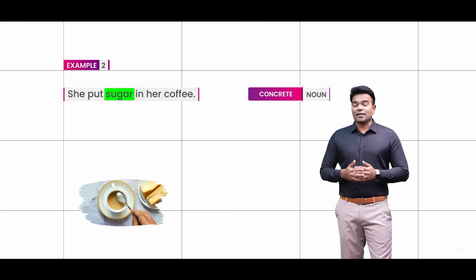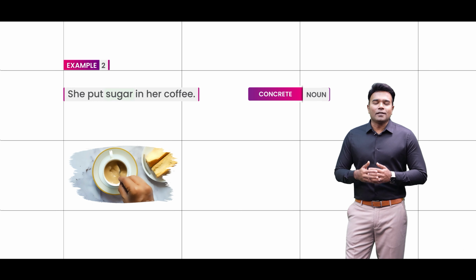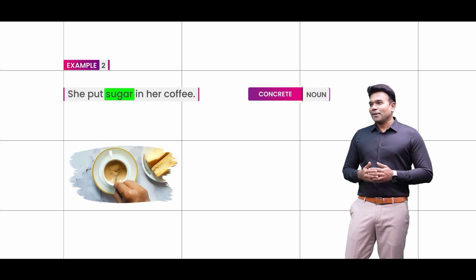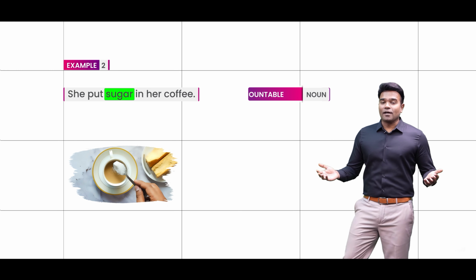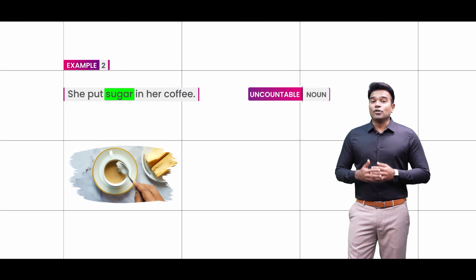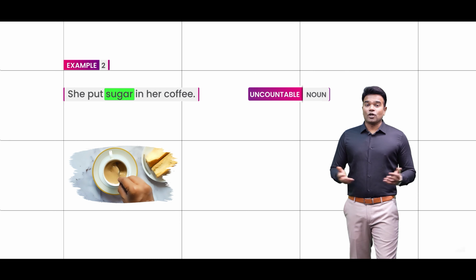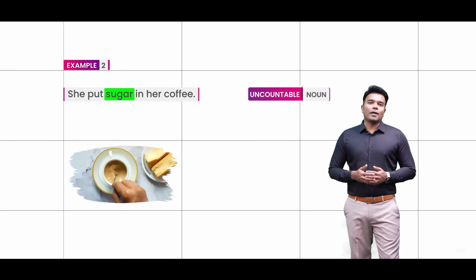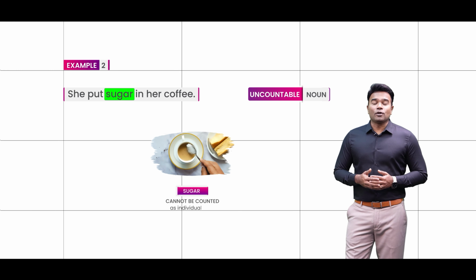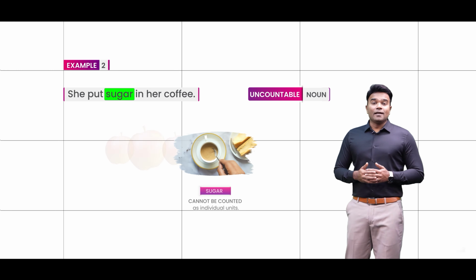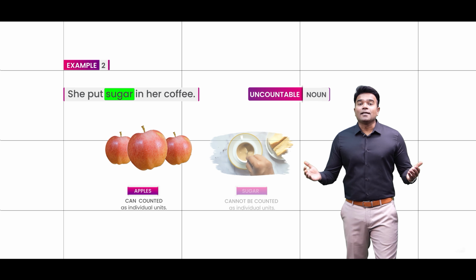But all said and done, what I wanted you to understand here is that no doubt sugar is a concrete noun, but I cannot be calling it a countable noun. It is an uncountable noun in the sense nobody can count sugar. Obviously, don't you think that it is indeed difficult to count sugar? You may measure sugar in different ways, but sugar cannot be counted as individual units. You know that previously apples definitely can be counted as individual units, and hence we categorized it as the countable noun.